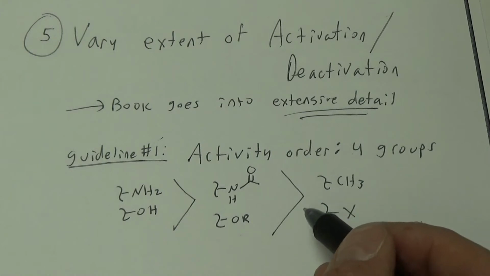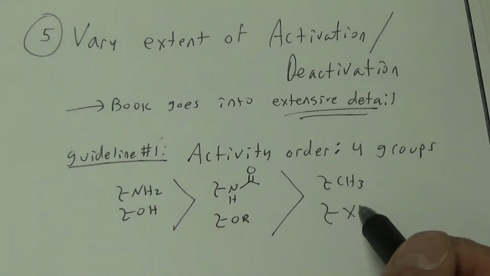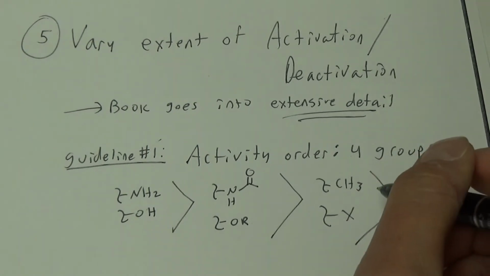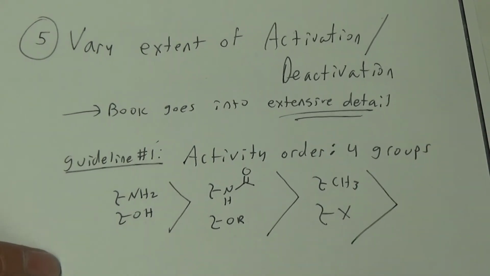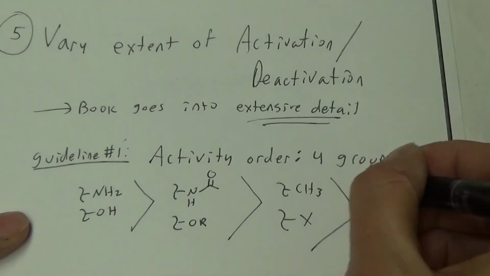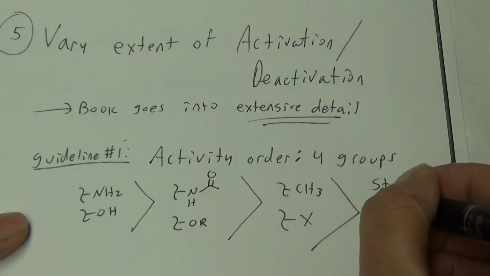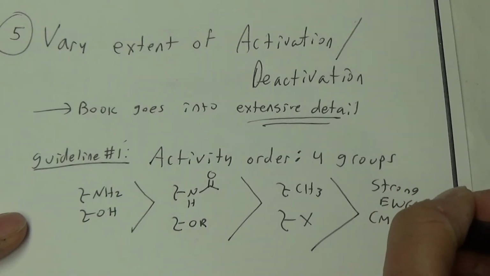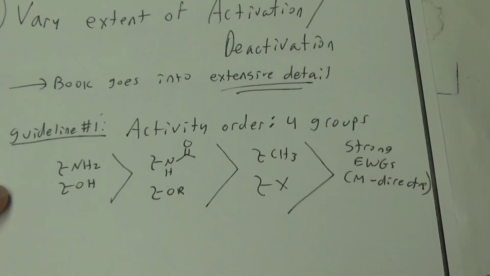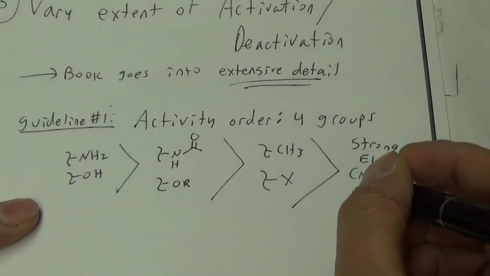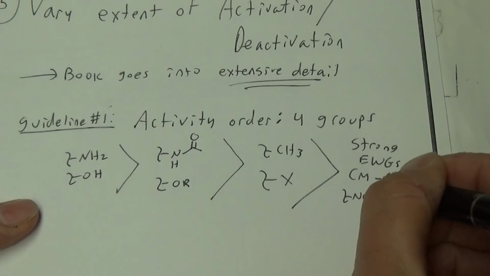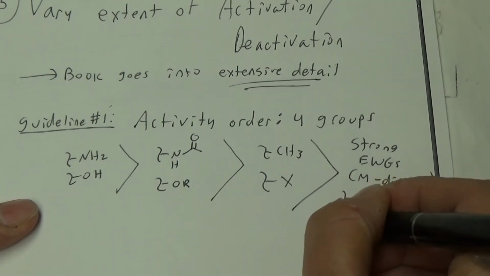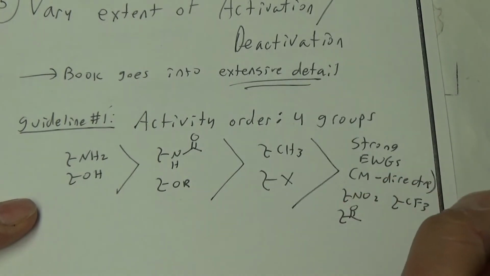Alkyl and halogens have their own little group, and then the last one are the strong electron withdrawing groups, strong EWGs, which are all pretty much the meta directors. All the meta directors. So those are like, what do we got? Like nitro, CF3, ketones, all those kind of things.